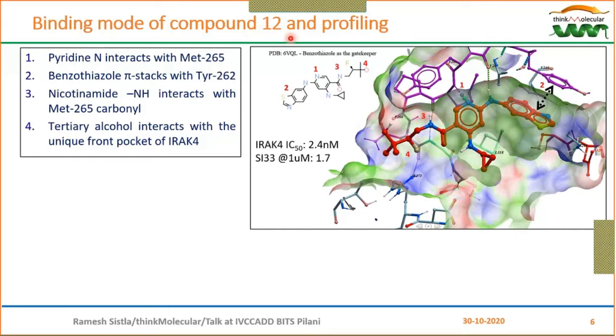So let's start straight away with the lead compound that we got, which we call compound number 12. This is how it binds to the IRAK4 active site. It's a nicotinamide, with the pyridine nitrogen interacting with the hinge. Then we have a benzothiazole, which makes a pi-pi stacking interaction with tyrosine. The nicotinamide NH is interacting with the extended region with the carbonyl here. And then we have a tertiary alcohol, which interacts with the unique front pocket of IRAK4. In the next slide I'll talk about why the IRAK4 front pocket is very unique and how we have been helped by that.